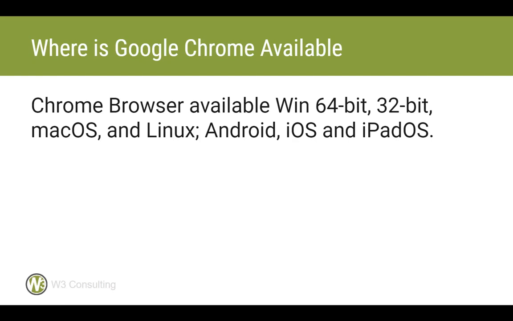So if you are Linux geeky like I am, you can install one on your Raspberry Pi 400 and run your Google Chrome from there as well. It takes a little bit more work, but you can do it. And then, of course, there is Chrome for mobile. Chrome for mobile comes on Android and iOS as well as iPadOS.